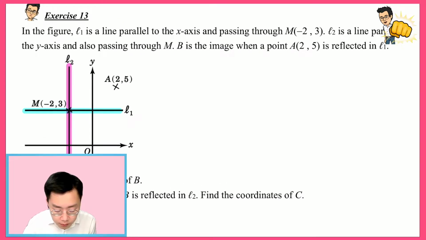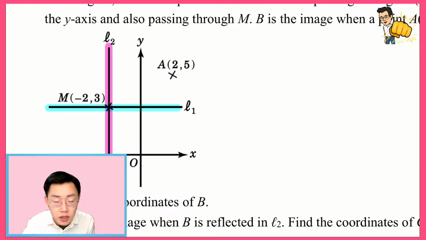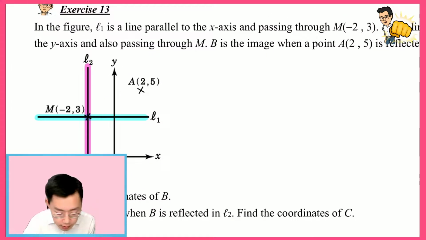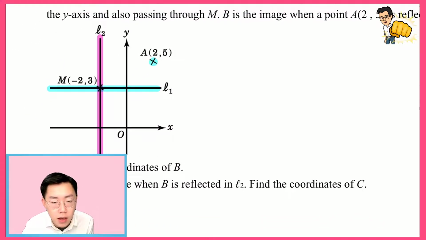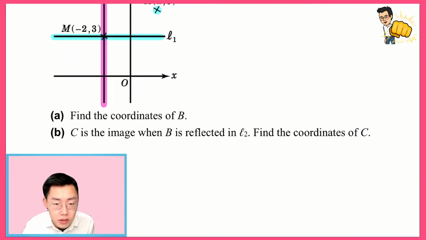And B is an image when a point A, and the coordinates of point A is 2, 5, is reflected in L1. So the question tells you that point B is not shown in the figures. B is the image when a point A, that means this one, point A is reflected in L1. So let's see part A. Part A asks you to find the coordinates of B.